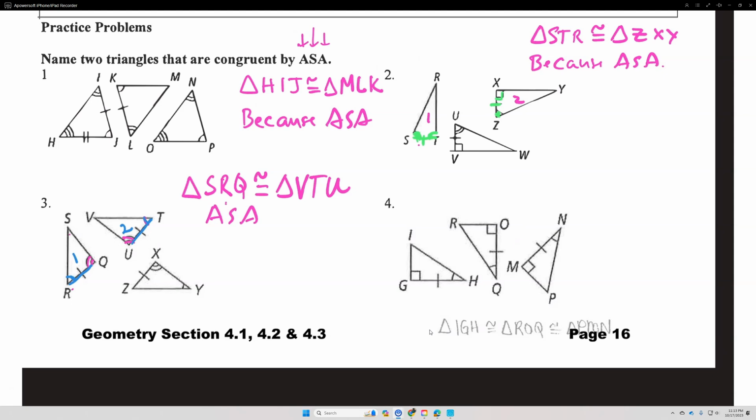Now, if we look at 4, we have 3 triangles. We do have a right triangle. We have 3 right angles. This is the included side, this is the included side, this is the included side. And of course, this is the other angle, this is the other angle, and this is the other angle. And I don't know if you can see the statement. It's right here. Triangle IGH is congruent with triangle ROQ, which is congruent to triangle PMN. So I identified all the triangles that were congruent using angle, side, angle.